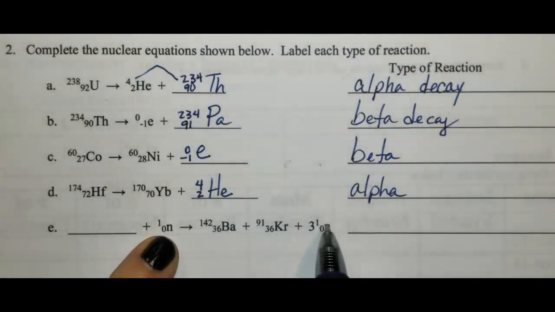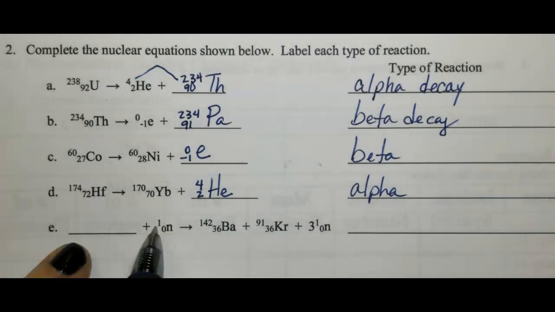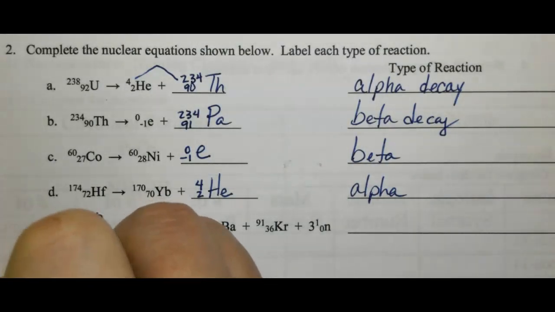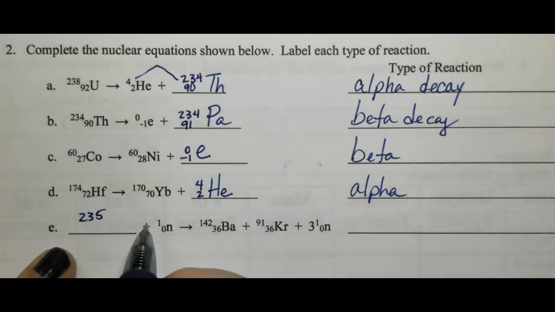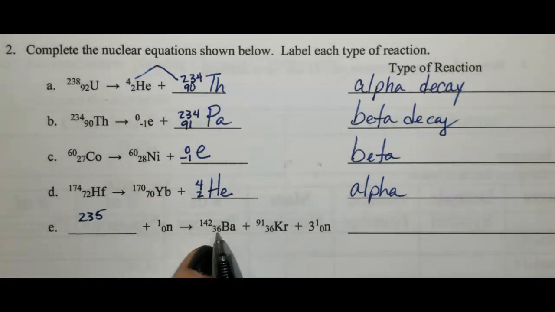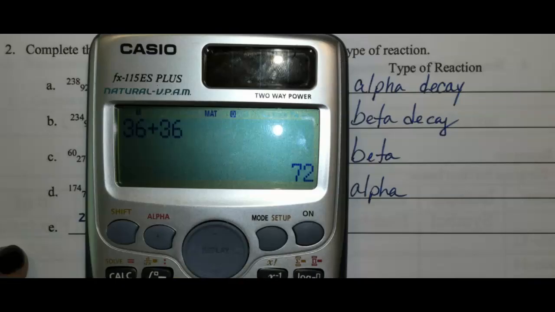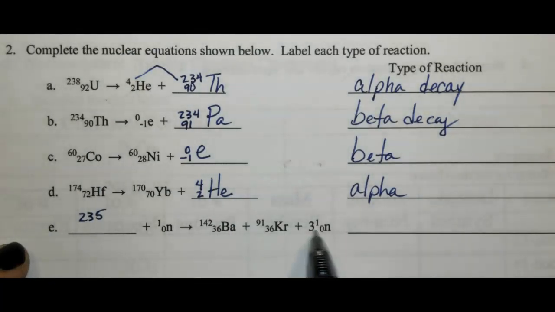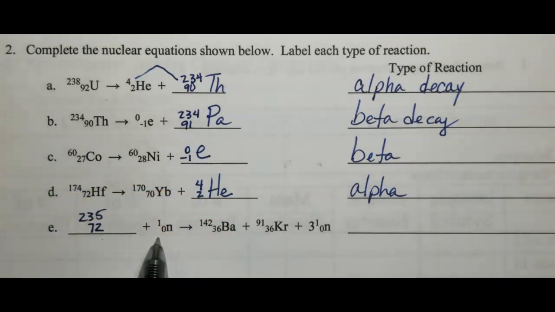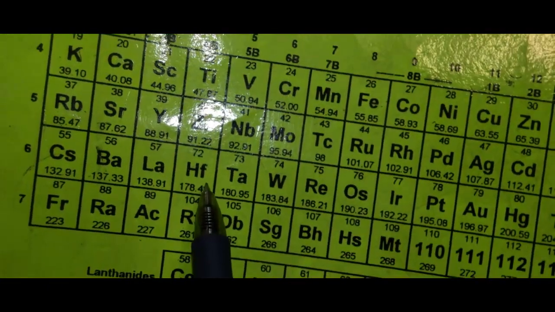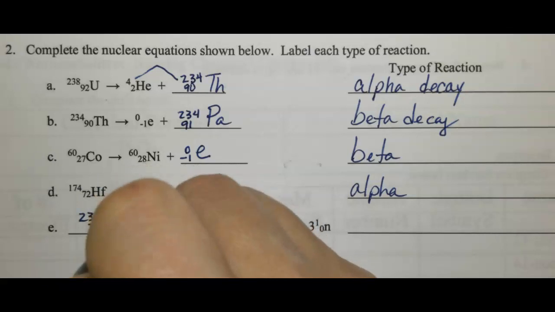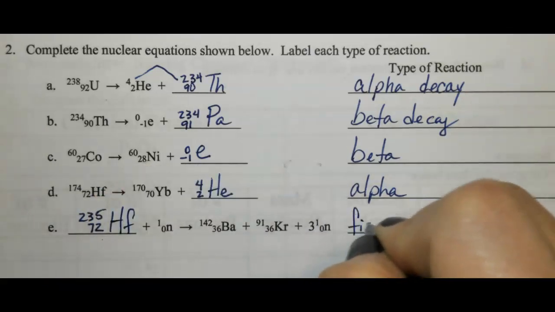So that means that all these top numbers equal 236. So over here, it's going to have to be 235 plus 1 equals 236. Now I'm going to add 36 plus 36 plus 3 times 0 is 0. It gives me 72. So the bottom numbers equal 72, and that means 0 plus 72 is going to equal my 72 on the left side of the arrow. And then on the periodic table, element number 72 is Hf, and so I'll put that symbol here. And this is a fission reaction.